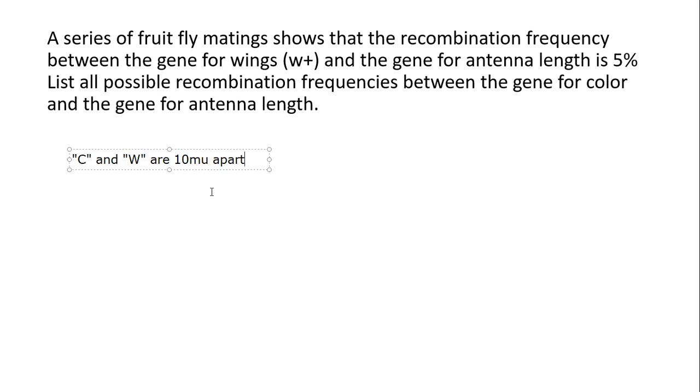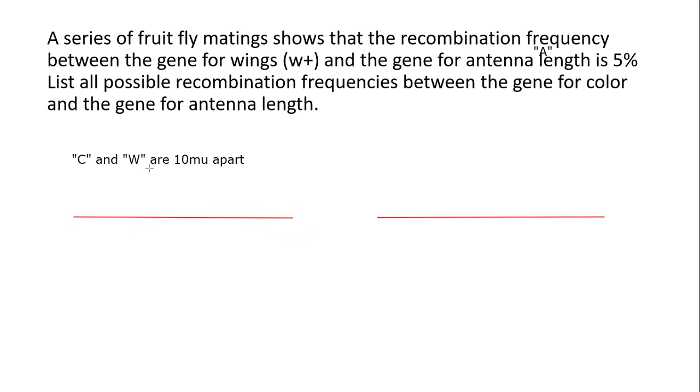Now we have some new information that says that antennae length is 5% recombination when you look at W. So between W and antenna length, which we can call whatever we like, I guess we could just call it A. So antenna length is 5%. The question says to list all possible recombination frequencies between the gene for color and the gene for antenna length. So the first thing we want to do is draw this out, and drawing this out would be a totally appropriate answer.